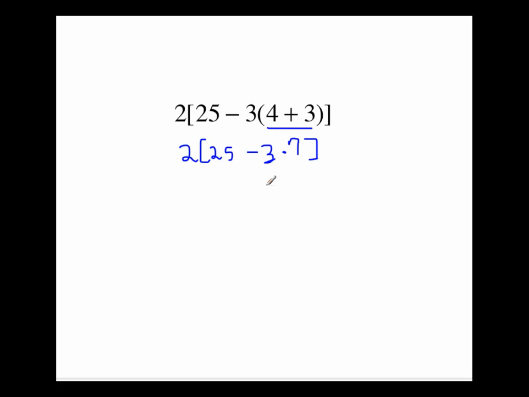Now remember, those brackets are like parentheses. We need to do what's inside there, but inside there we have a multiplication right there that has to be done before we subtract. Still in the brackets here, still with the 2 in front. 25 minus 21 is 4. The 2 in front means times, and we get 8 for our answer.